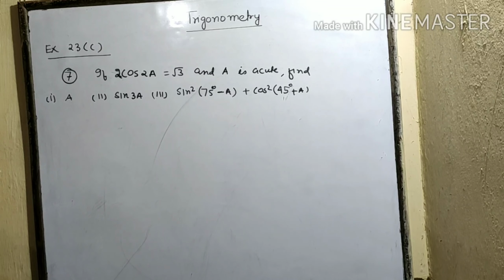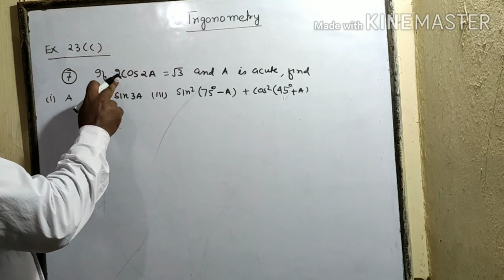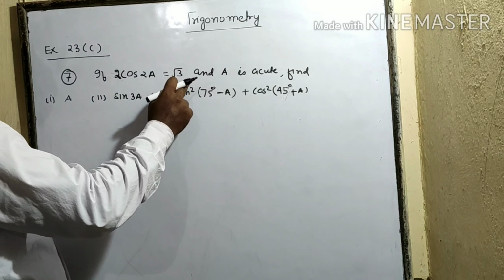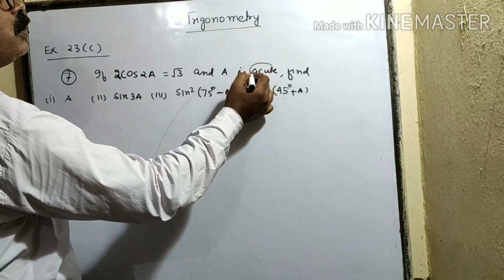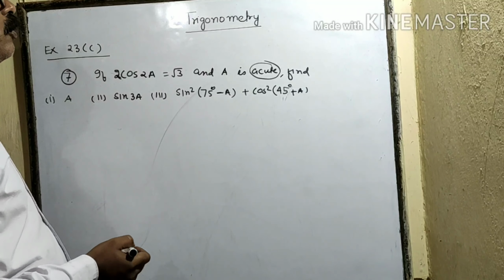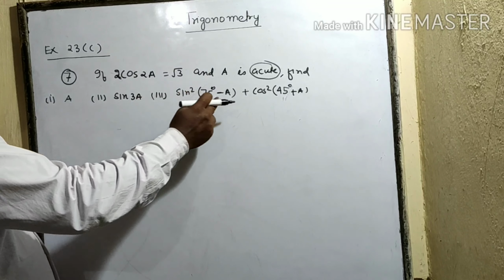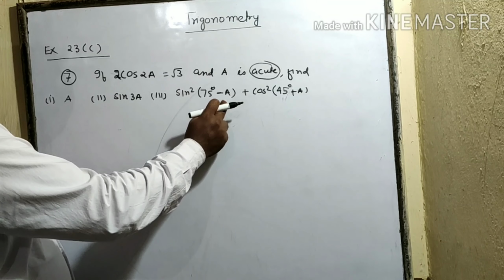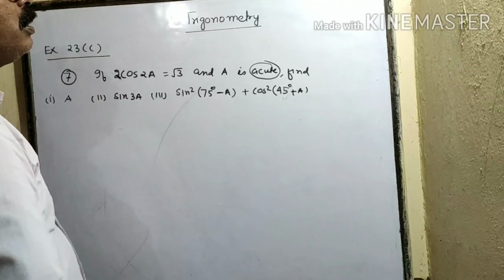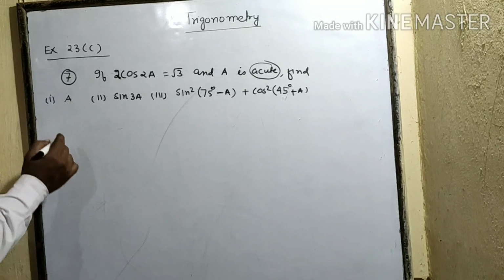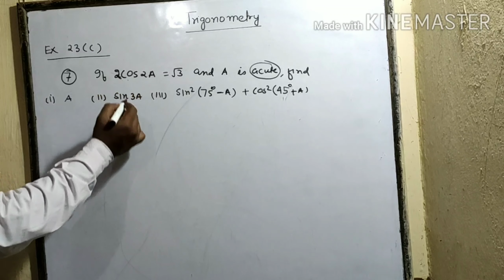So now we are in question number 7. It is given that 2 cos 2A is equal to root 3 and A is acute, meaning its value will lie between 0 to 90 degree. You have to find A, you have to find sin 3A, and you have to find sin square (75 degree minus A) plus cos square (45 degree plus A). So at first we will start with this information.